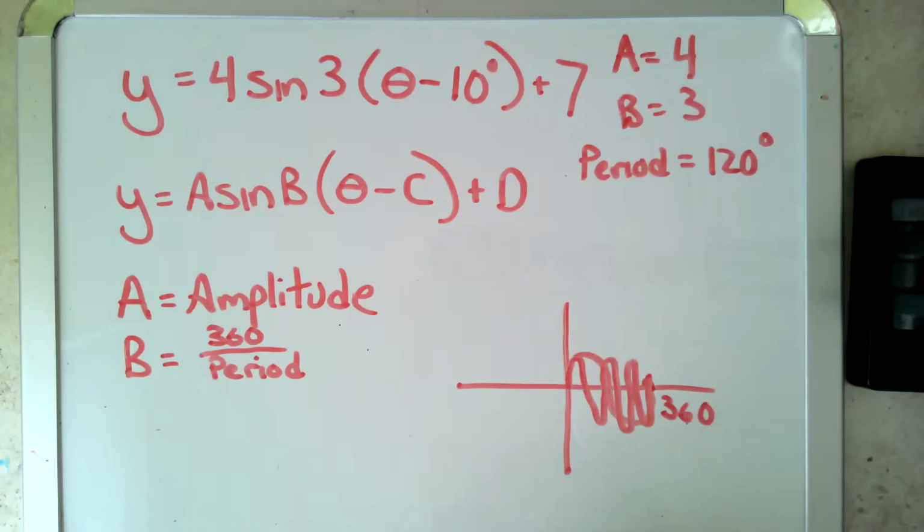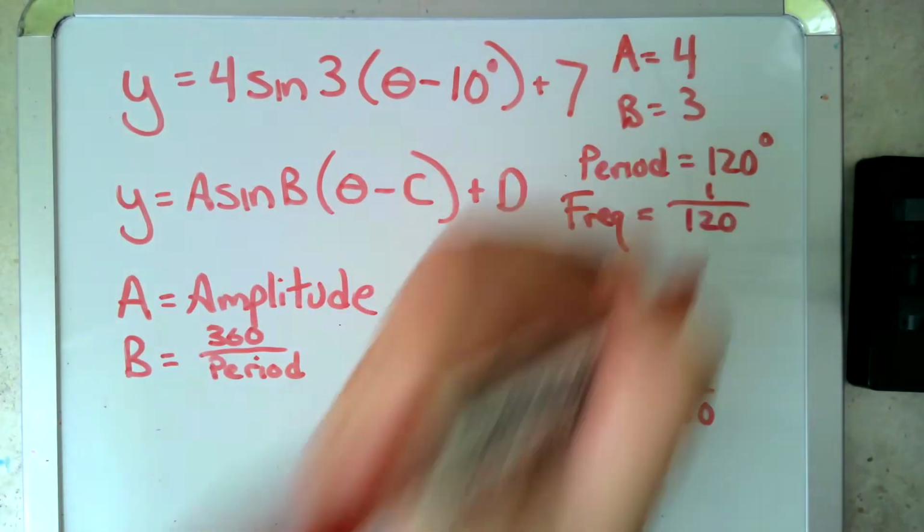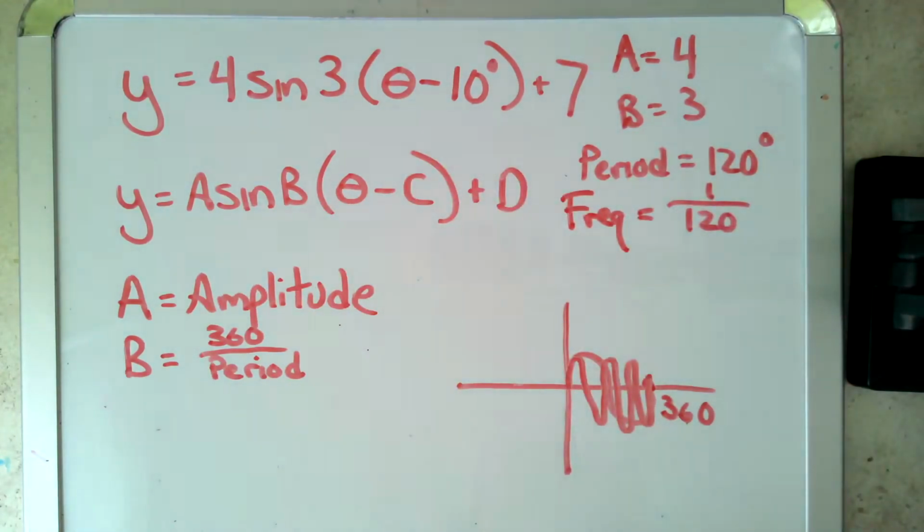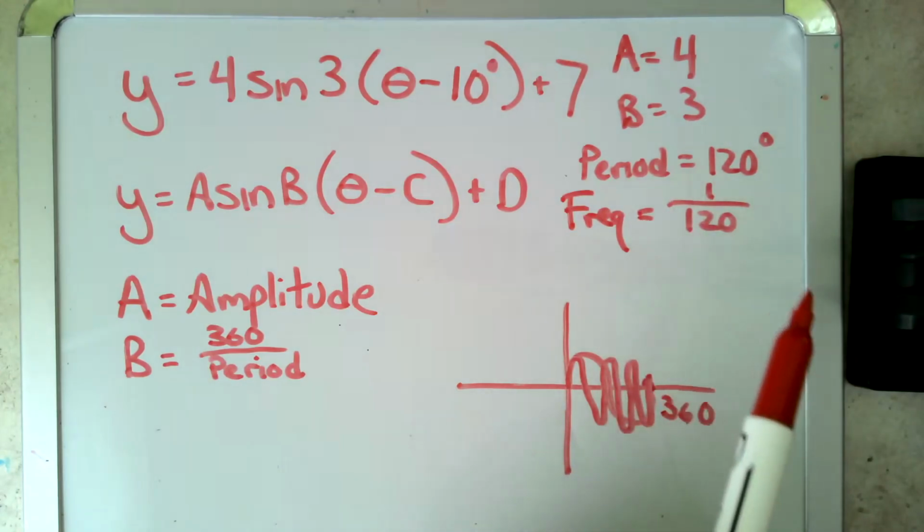If period is defined as the number of degrees it takes to complete a full cycle, frequency is the inverse of that. It is the portion of a cycle that you accomplish in each degree. So period and frequency have inverse relationships. If my period is 120 degrees, my frequency is 1 over 120. I complete 1/120th of a cycle per degree.